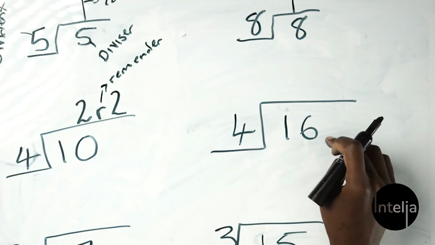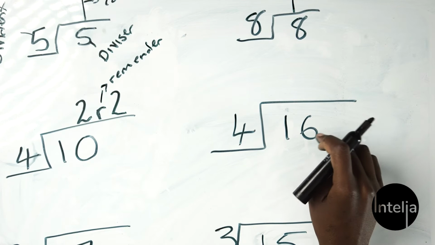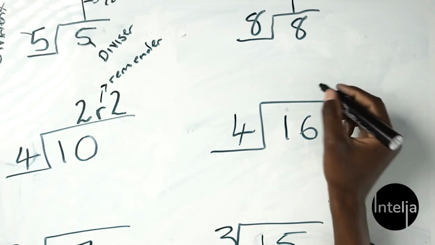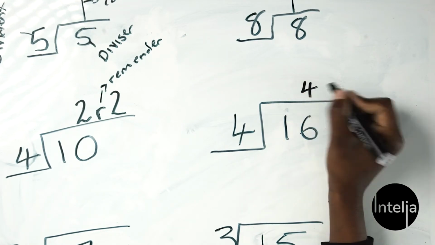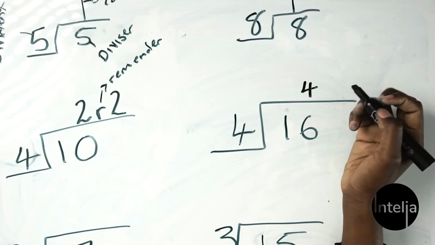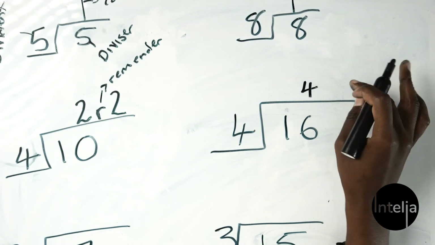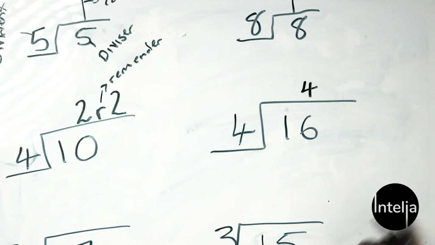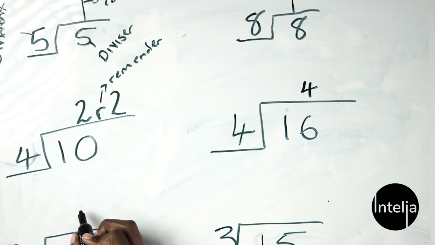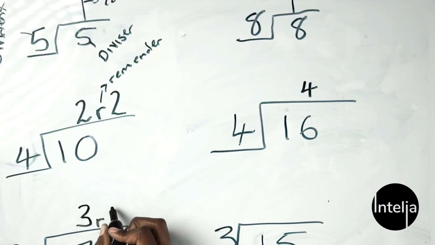4 divided by 16. 4 goes into 16 how many times? That's 4 times. Does it have a remainder? No, so we just leave it like that. Then we move on to the next one. 2 divided by 7, that's 3. 2 goes into 7 3 times. Remainder 1. You write it like this.